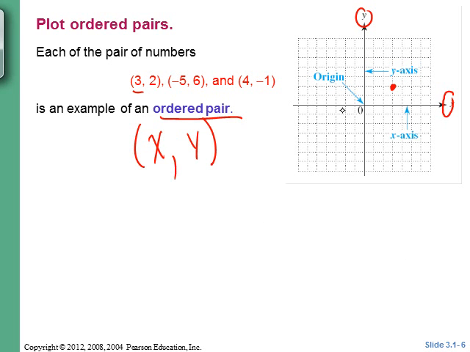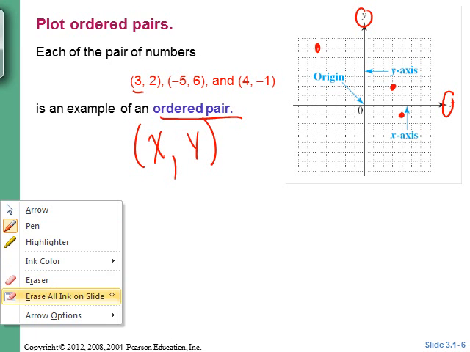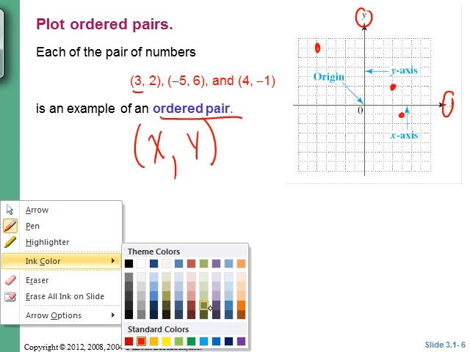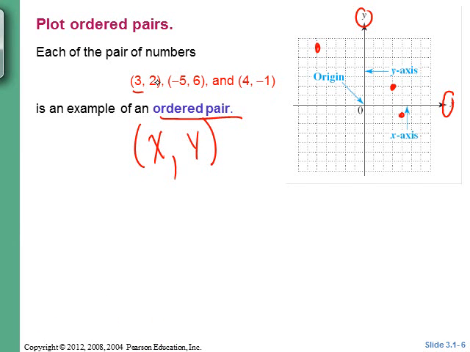Back 5, up 6 is that point. Forward 4, down 1 is this point. So you see how those 3 points are graphed here on our axes. The first point, 3, 2. The second point, negative 5, 6. And the third point, 4, negative 1.